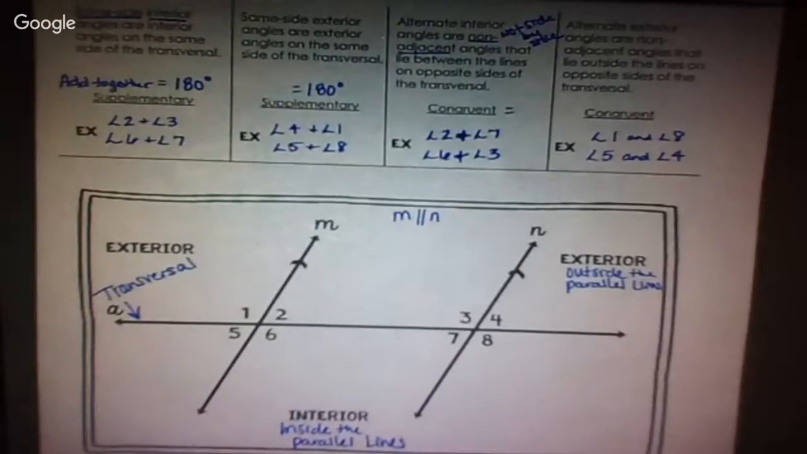What does that say? I can't see. Angle 1, angle 8. Angle 1 and angle 8. Angle 5 and 4.